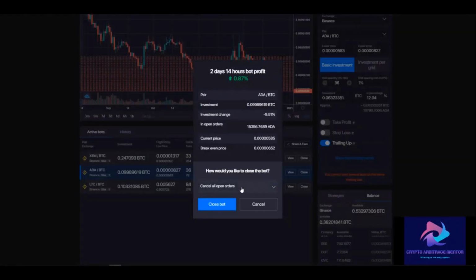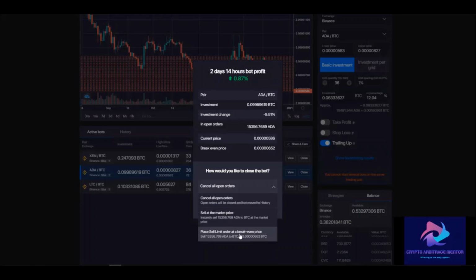Okay, this is another important thing, that is how to close the bot. The bot, you can close it and you can hold all the other coins. Okay, you can sell at market price. If you sell at market price, you are losing because you are selling lower than you bought the coins, or you can sell the sell limit orders at break-even price. This could be a good strategy if you want to stop a bot and you want to have a break-even price. But I think I want to cancel all open orders.